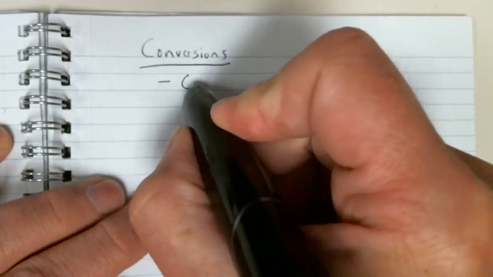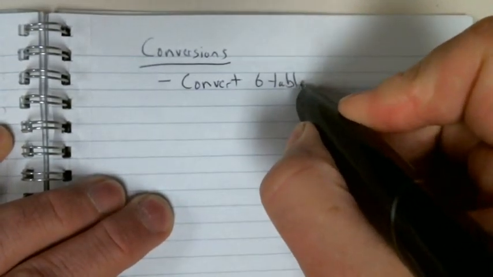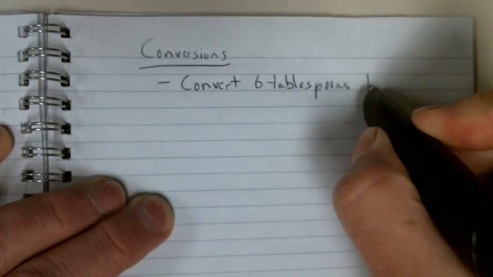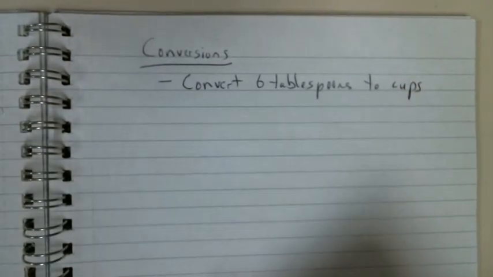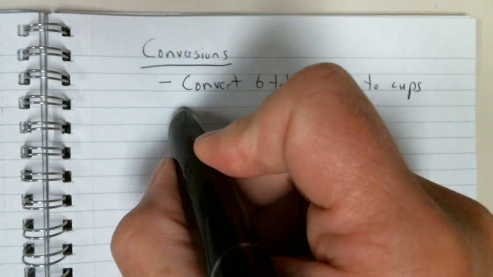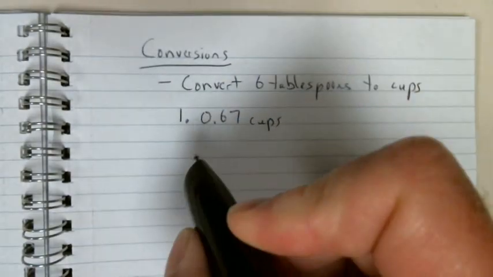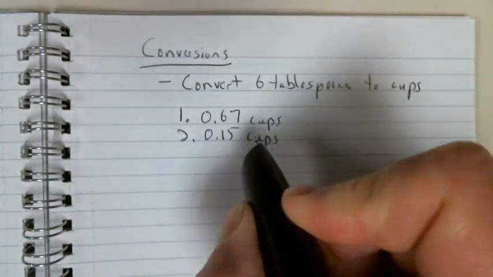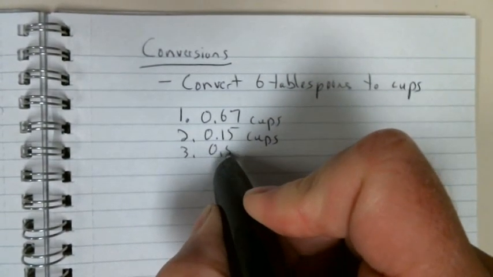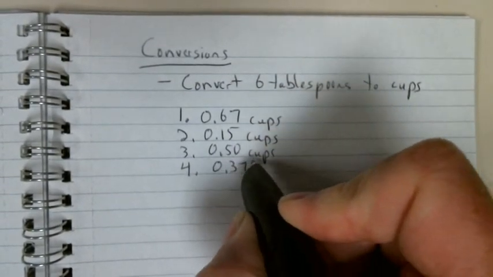So the first one is convert 6 tablespoons to cups. And the choices are, let's pretend it's a multiple choice test. You can have one answer be 0.67 cups, next answer 0.15 cups, then half a cup, and the last answer 0.375 cups.